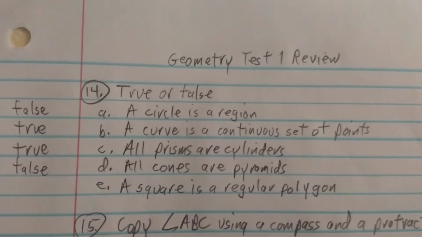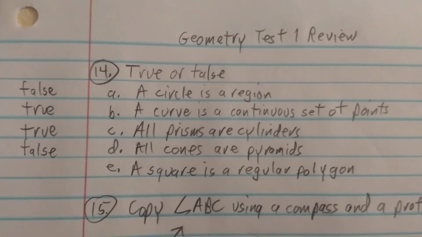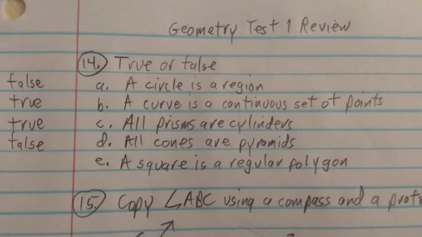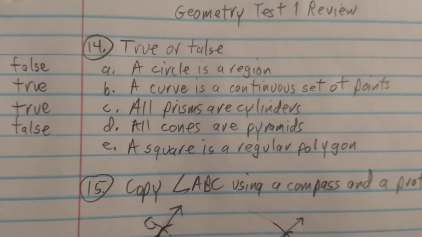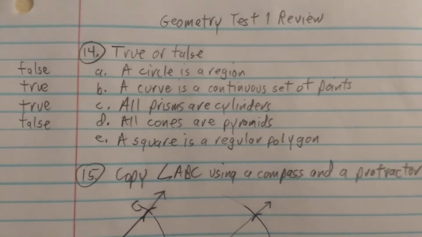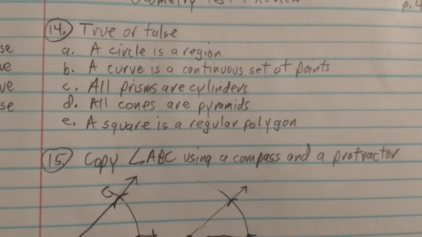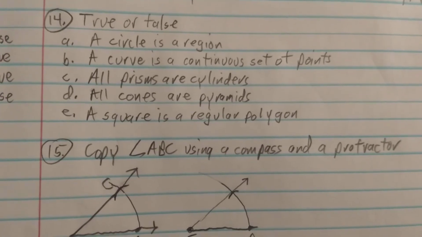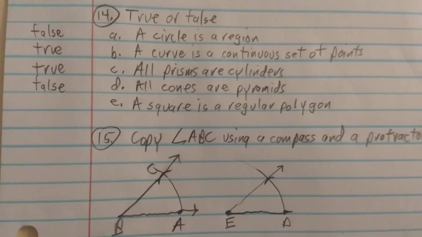Then for problem 14, we have true or false. So a circle is a region, true or false? Well, a region includes the circle as well as the interior, so this would have to be false. But a curve is a continuous set of points, which just means that you draw without lifting up your pen or pencil, and so that is true.